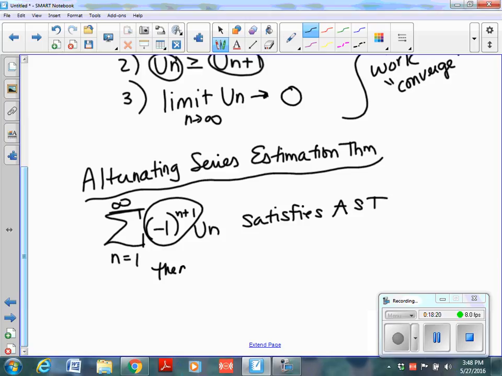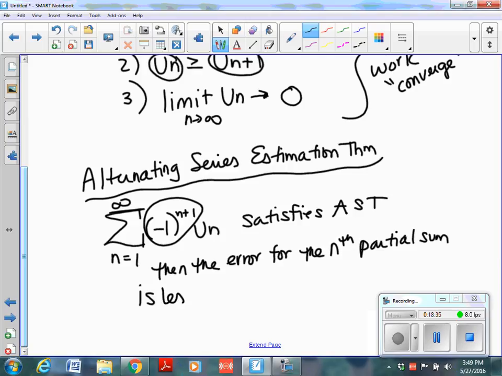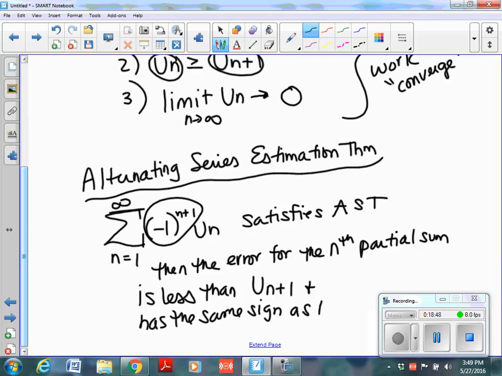Then the error for the nth partial sum is less than the next term and has the same sign as the first. Remember, this is always the second one, and then they're talking about the first.